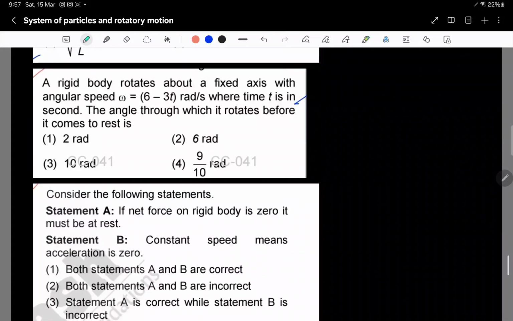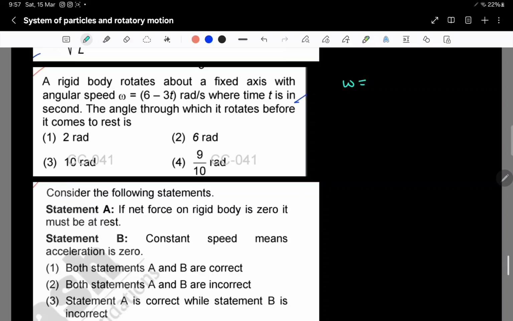Next, a rigid body rotates about a fixed axis with angular speed 6 minus 3t, where t is time. Find the angle through which it rotates before it comes to rest. Important, students. Angular velocity omega equals 6 minus 3t. Angular velocity becomes 0 after what time? After 2 seconds. From here t equals 2 seconds. In these 2 seconds, how much angle is subtended by the particle? What is angle theta? Very important.